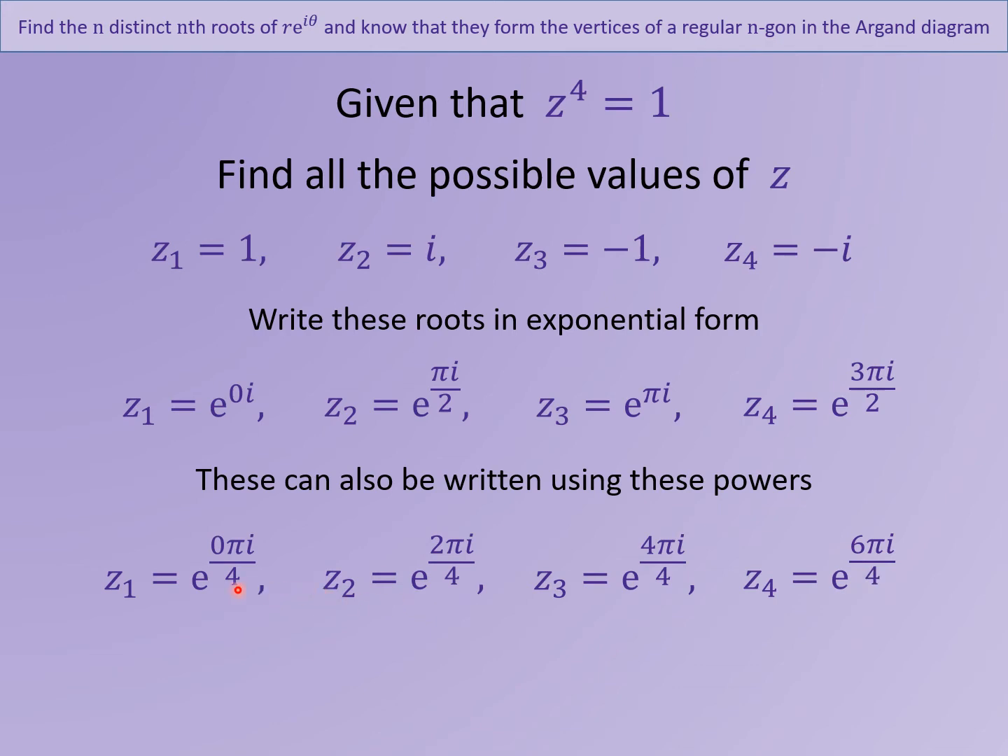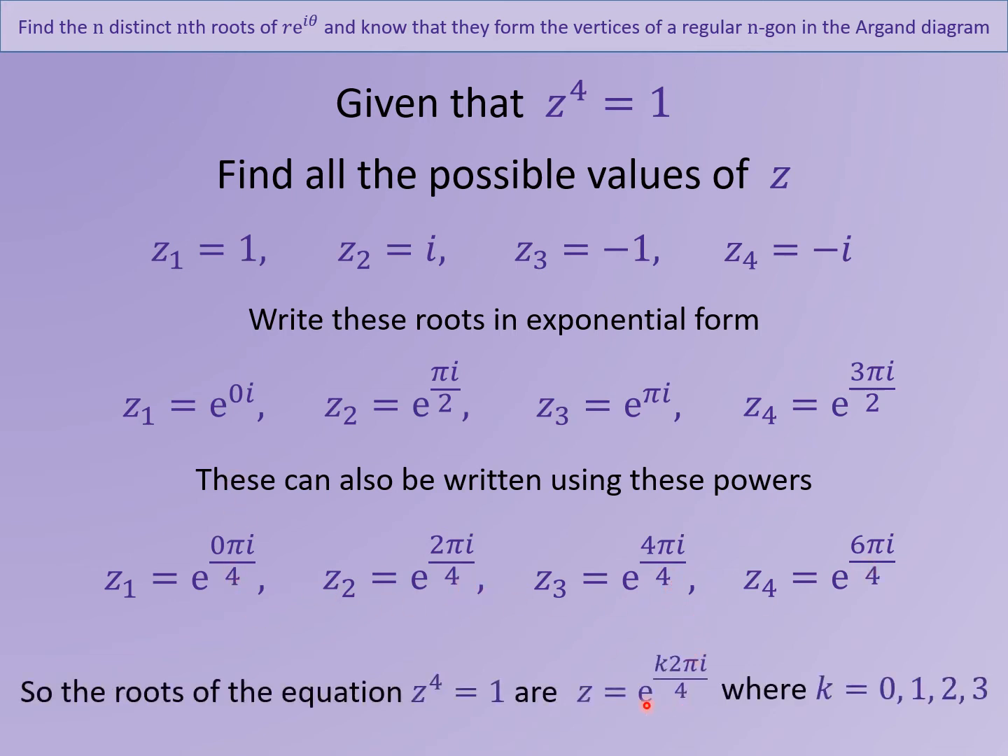The reason why I've done that is because then you can clearly see what's happening with each of these stages. To get from one to the other, you're multiplying by a certain value. If I want the third root, or the third solution to this equation, I can just write 3 lots of 2 pi i over 4. I can just write it like that. And that should work for each of those values.